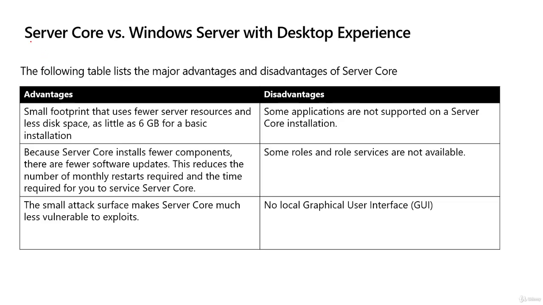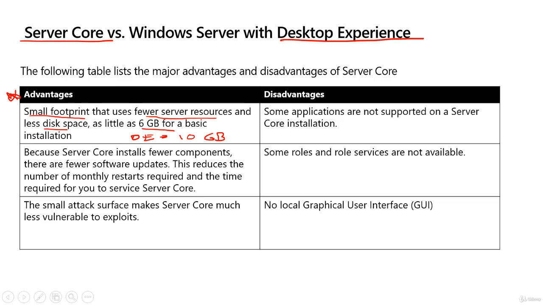When you're trying to decide if you want to deploy Server Core or Windows Server with the Desktop Experience, there are many things you need to consider. To look at the advantages, Server Core has a small footprint. It's going to use fewer resources and consume less disk space. It is just above 6 gigabytes on disk. The Desktop Experience, I'm going to say DE, is just above 10 gigabytes.